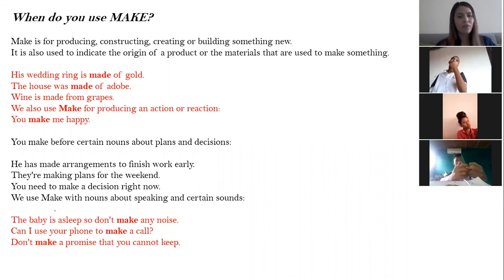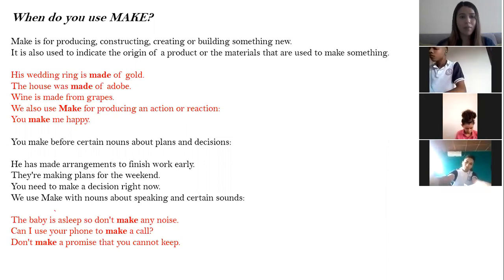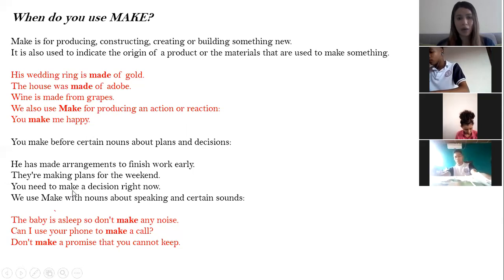We use make before certain nouns about plans and decisions. He has made arrangements to finish work early. They are making plans for the weekend. También lo utilizamos para hablar sobre decisiones que hemos tomado o hecho. For example, they are making plans for the weekend. Ellos están haciendo planes para el fin de semana. You need to make decisions right now. Debes tomar una decisión o hacer una decisión ahora mismo.